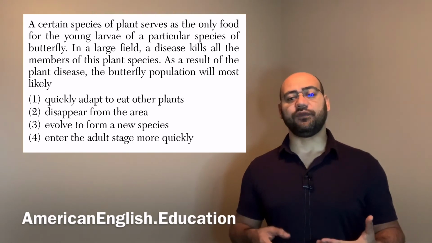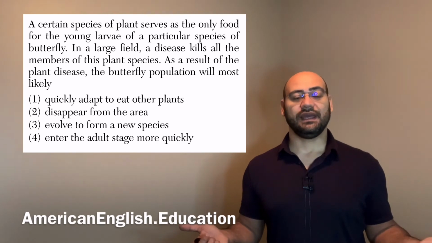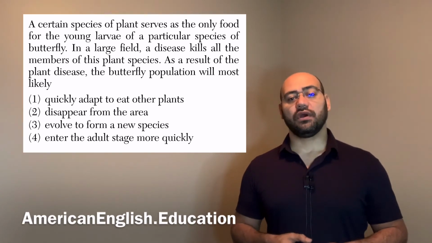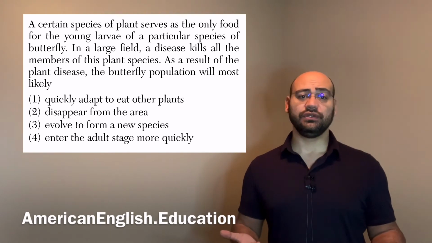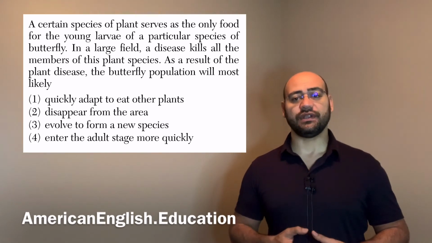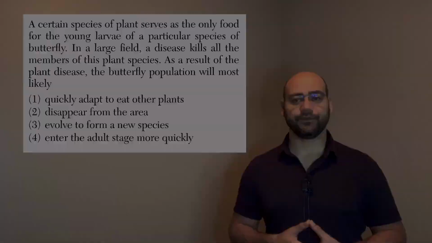3, evolve to form a new species. Again, it's the young larvae we're talking about. It's unlikely. 4, enter the adult stage more quickly. How can you do that without food? That's hard to tell. So number 4 is incorrect as well. Number 2 is your right answer.